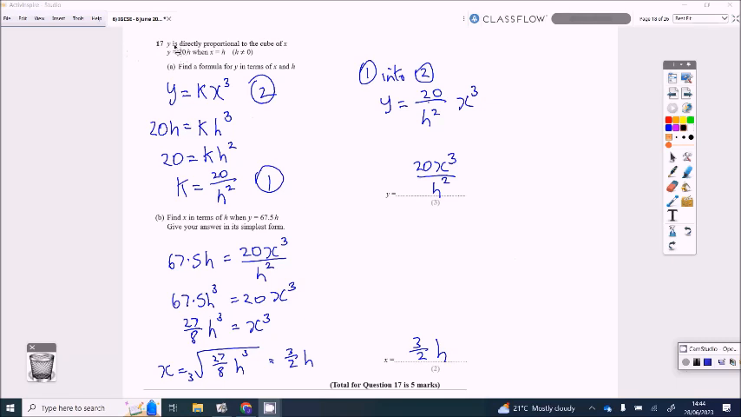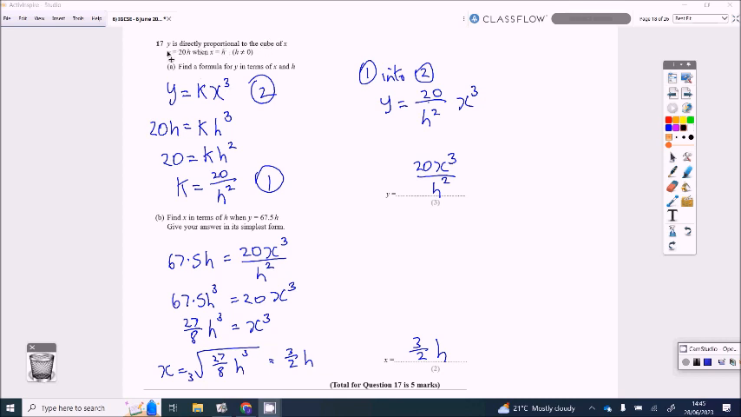(17a). So we start off being told y is directly proportional to the cube of x. So that's what I've popped into an equation here. So y equals kx cubed. Because it was directly proportional, it's k times x cubed. Had it been inversely proportional, it would have been k over x cubed. So y equals kx cubed has come from that top sentence.